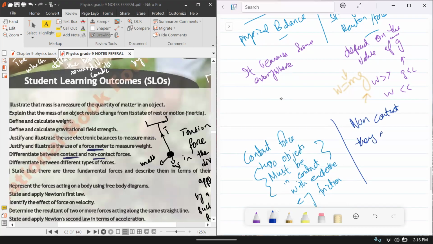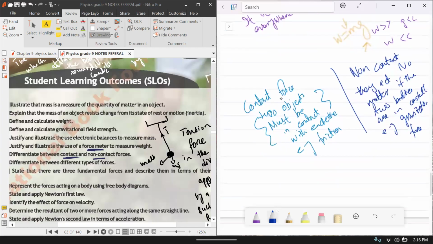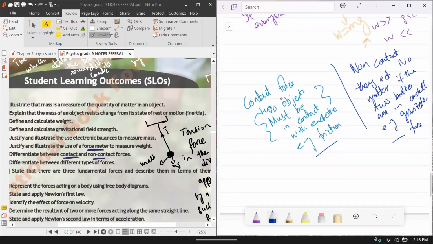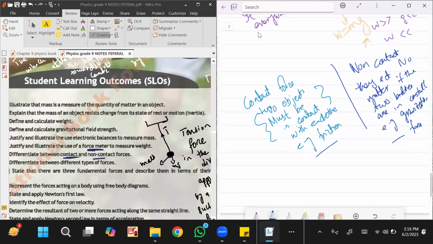They act no matter if the two bodies are in contact. For example, gravity or gravitational force.